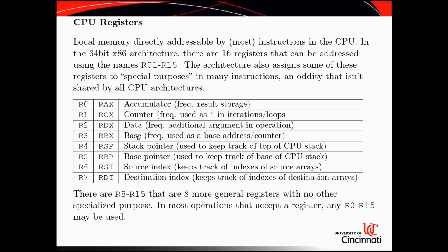RBX is called the base register, not to be confused with the base pointer, but it's frequently used as a base address or counter. Very often you will see this one in C++ code, and when it's in C++ code, it almost always contains the this pointer. If you're familiar with a this pointer in C++, almost always RBX is occupied by this. So it's a base pointer for a class instance or a structure instance and things like that. So you'll frequently see it used that way.